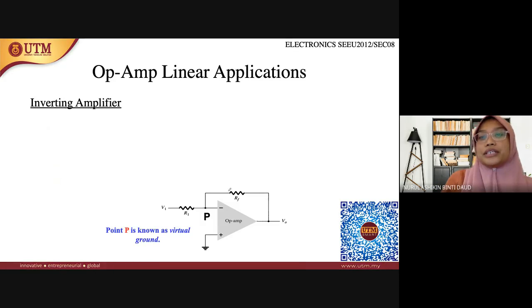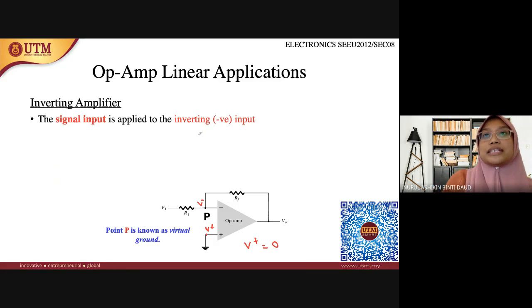These are the configurations of the op amp for the inverting amplifier. If you look here, the negative terminal is up here, so this is the inverting terminal, and this is the non-inverting terminal. You can see the non-inverting terminal, the positive, is grounded. So V plus is here and V minus is here. V plus is equal to 0 since it is connected to ground.